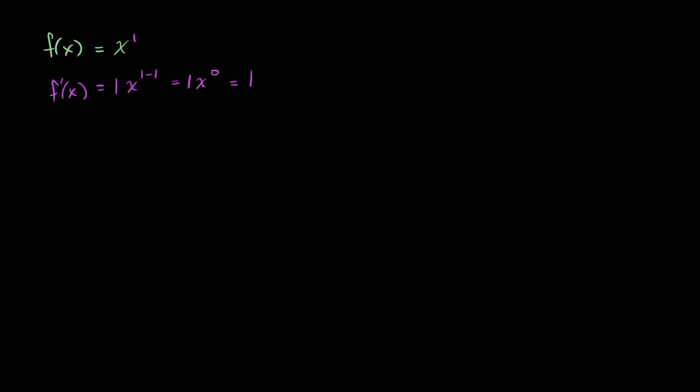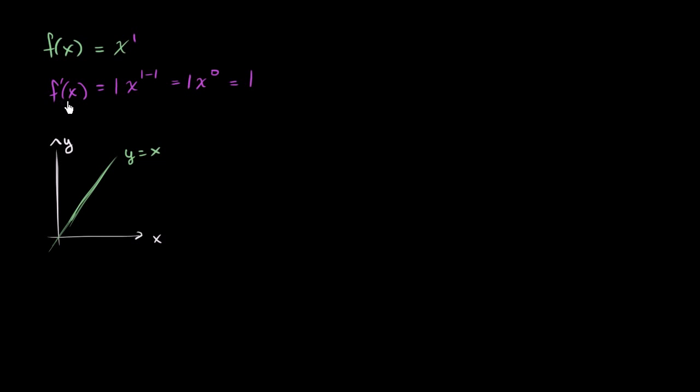Now, does that make conceptual sense if we actually try to visualize these functions? So let me actually try to graph these functions. So that's my y-axis. This is my x-axis. And let me graph y equals x. So y is equal to f of x here. So y is equal to x. So it looks something like that. So y is equal to x, or this is f of x equals x, or y is equal to this f of x right over there.